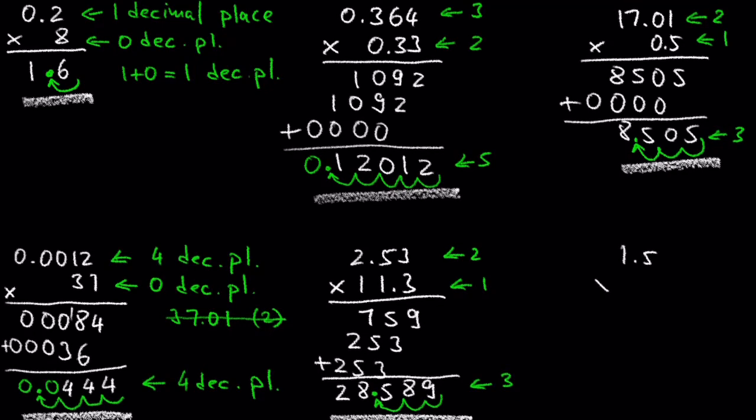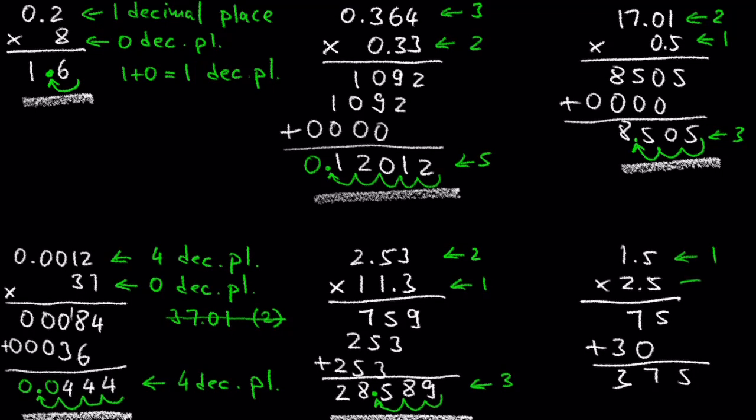1.5 times 2.5. 5 times 5 is 25. Write the 5, carry the 2. 5 times 1 is 5, plus the carried 2 is 7. 2 times 5 is 10. Write the 0. Be careful. Write the 0, carry the 1. 2 times 1 is 2, plus the carried 1 is 3. 573. 1 decimal place. 1 decimal place. In total, 2 decimal places. 1, 2. So we get 3.75.